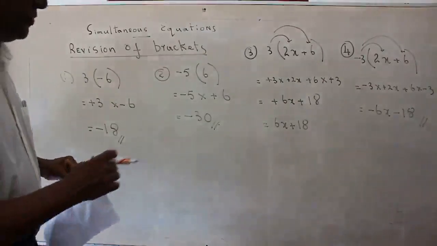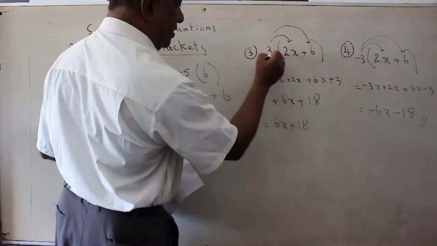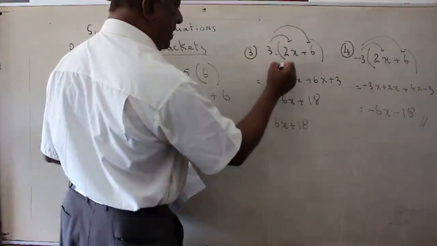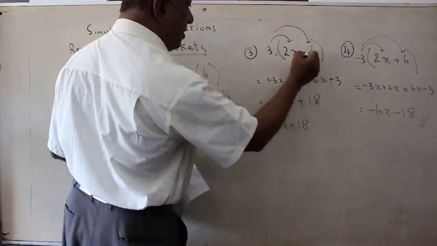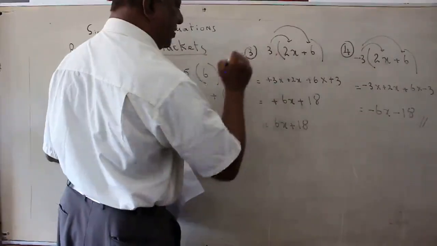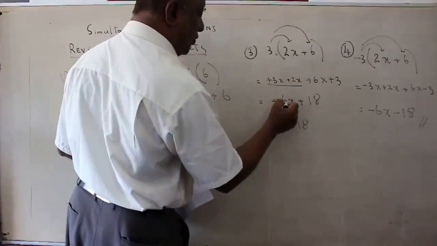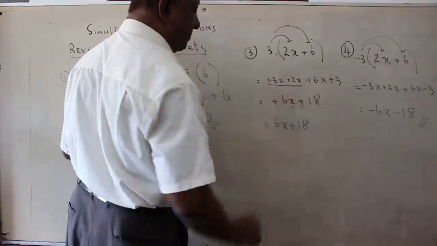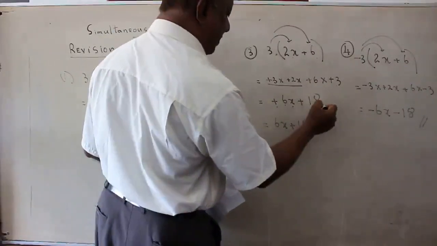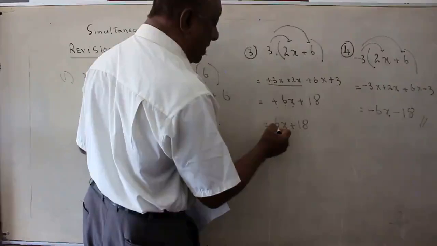Third question. 3, bracket 2x plus 6. Although there is no sign here, it means a multiplication. So plus 3 into 2x plus 6, again into plus 3. You multiply each of these by the plus 3. If you take this, plus into plus is plus, 3 into 2 is 6, what is the type? X. Over here, plus into plus is plus, 6 into 3 is 18. So here you get plus 6x. In algebra, you can write without the sign here as 6x plus 18.